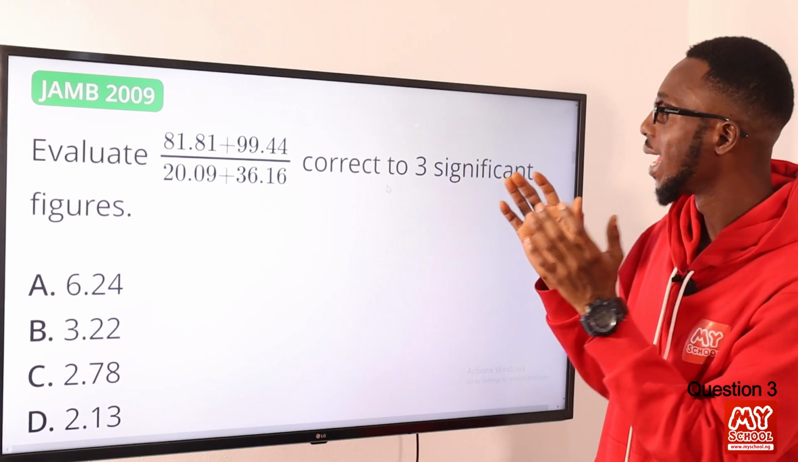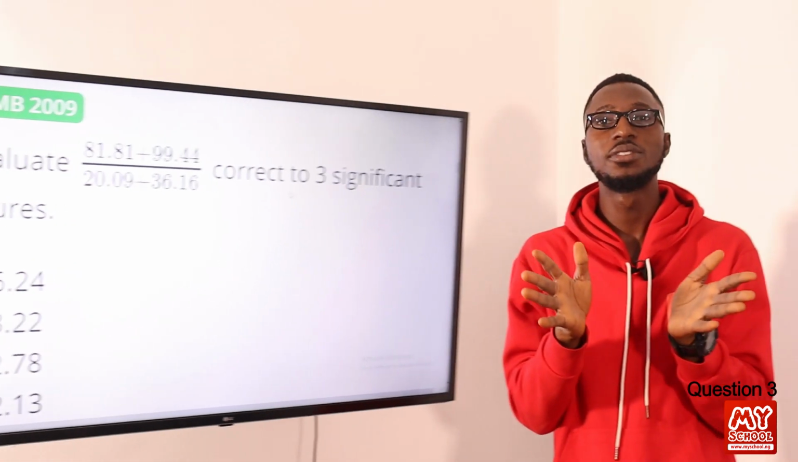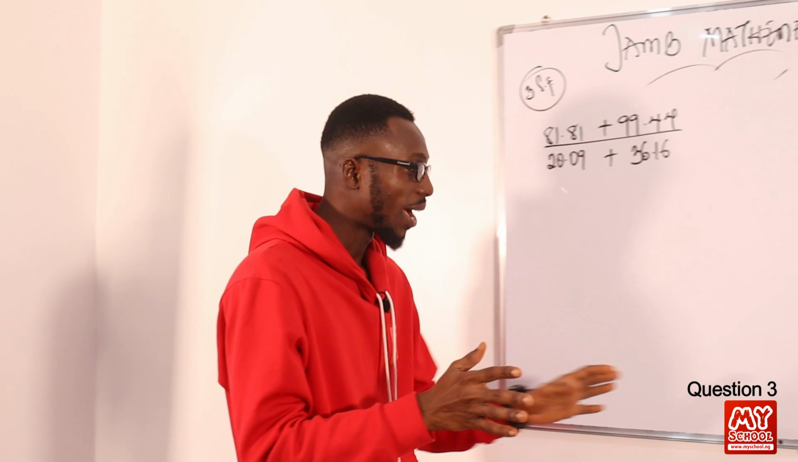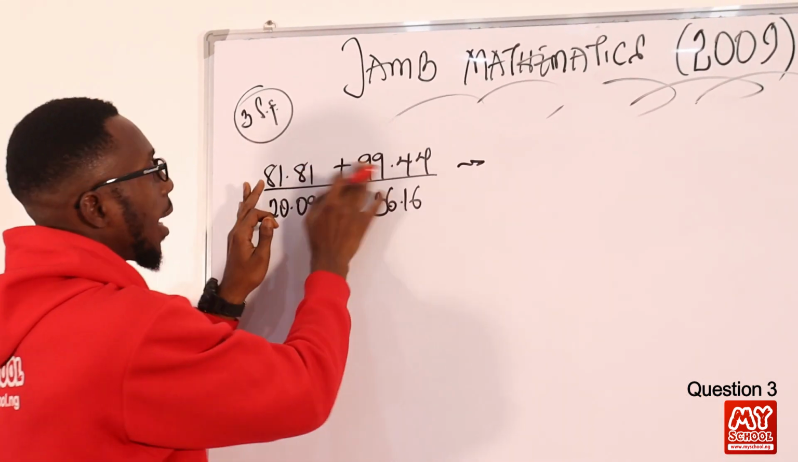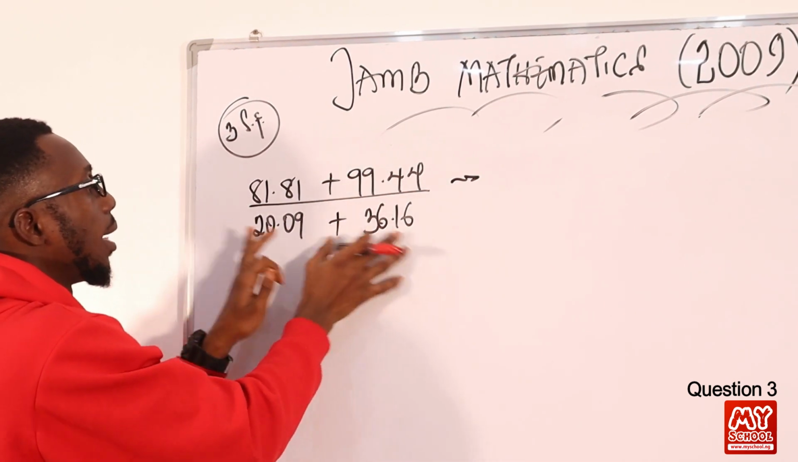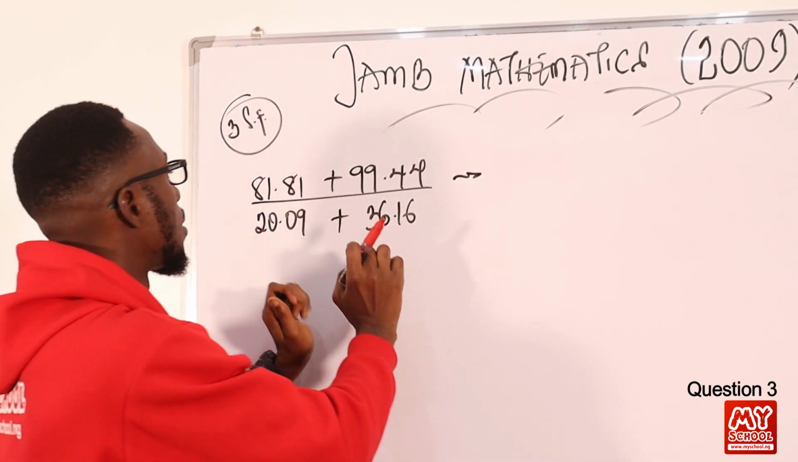Correct to 3 significant figures. Okay, so I'm just going to use a very easy method. I can just add up the numerator separately, add up the denominator. All right, so let's make that happen.